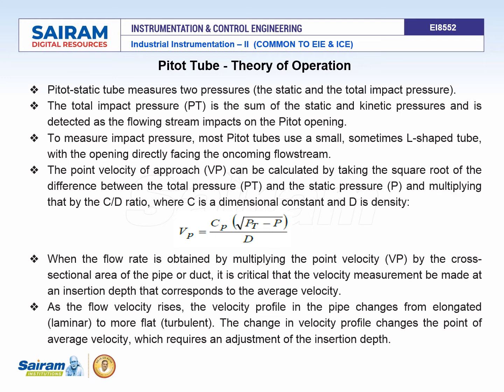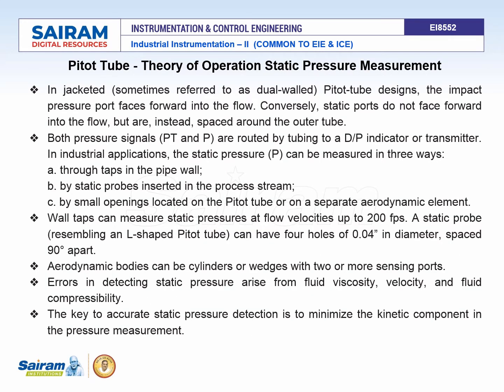As the flow velocity increases, the velocity profile in the pipe changes from an elongated laminar profile to the more flat turbulent flow. The change in velocity profile changes the point of average velocity, which requires an adjustment of the insertion depth.